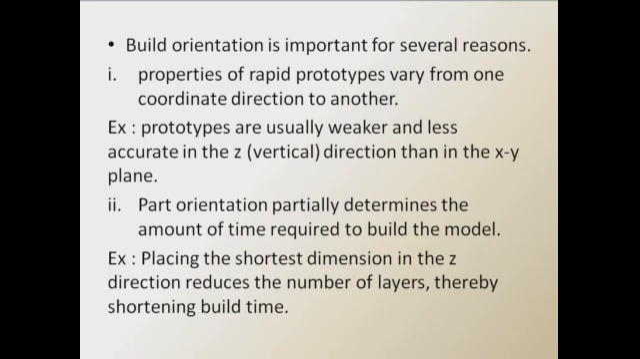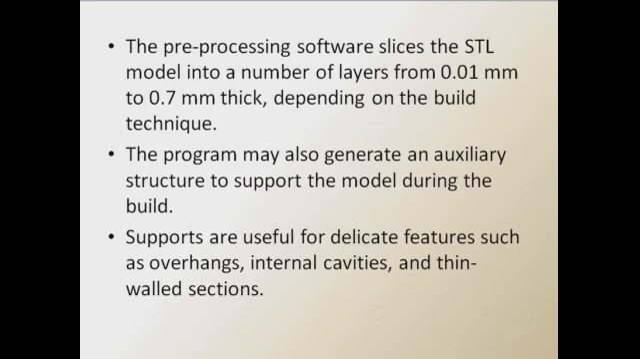Build orientation is very important for different reasons. First, the properties of rapid prototyping vary from one coordinate direction to another. It has three-dimensional coordinate values, but in the Z direction it is less accurate and weaker. Next, the part orientation partially determines the amount of time for building the material. If we place the larger dimension in the Z direction, it will take more time. Hence, we should place the smaller dimension in the Z direction.